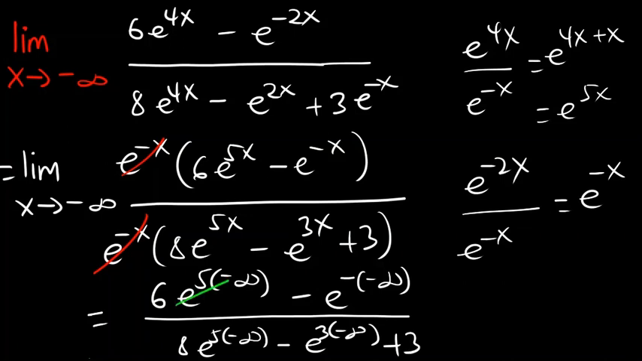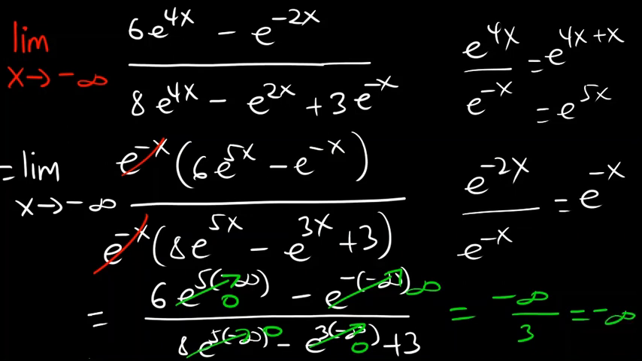So this value here will become 0, and then this value here will become what? Infinity. And then this will also become 0. This will also become what? 0. So at the end you're going to have minus infinity divided by 3, which will give us what? Minus what? Infinity. So that will be the answer for this example also. So let's look at the last example.